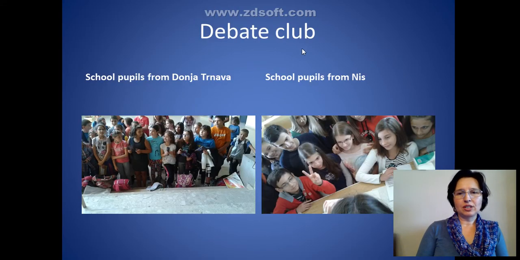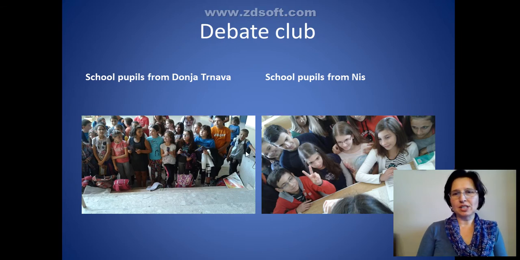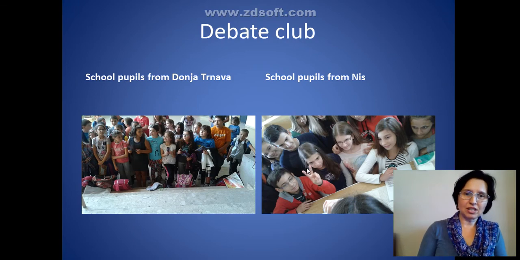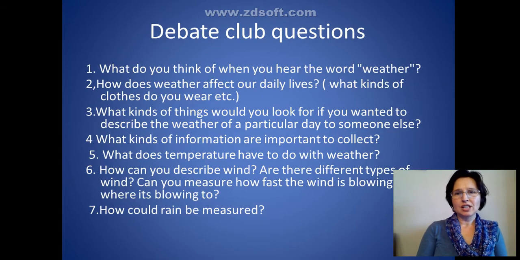And finally, we organize a debate club between two schools. All the pupils are coordinators, and they help the younger ones discuss the differences between the results of the two weather stations in two different schools. So you can see debate club questions. Those are examples. You can change them if you would like to ask some other question. For example, what do you think when you hear the word weather? So kids answer what they think, how that affects our daily lives and so on. You can see all these questions here. You can give your own questions if you prefer.